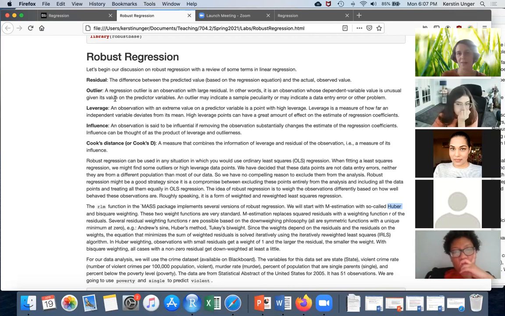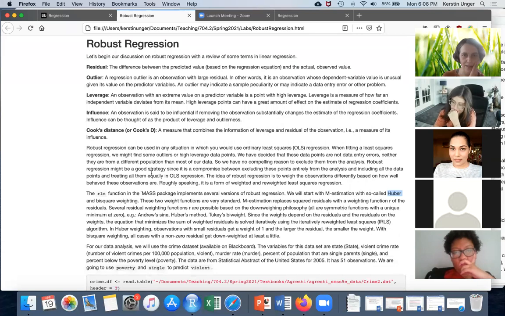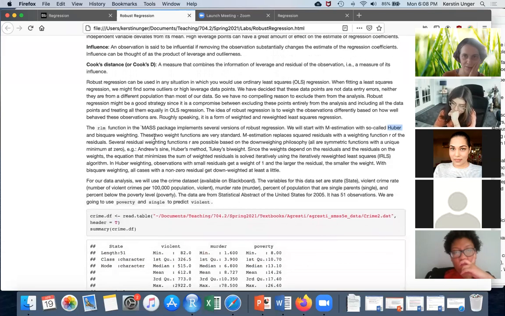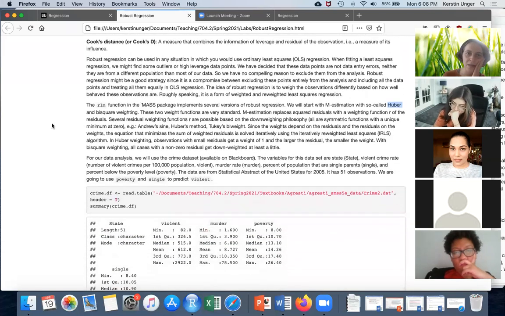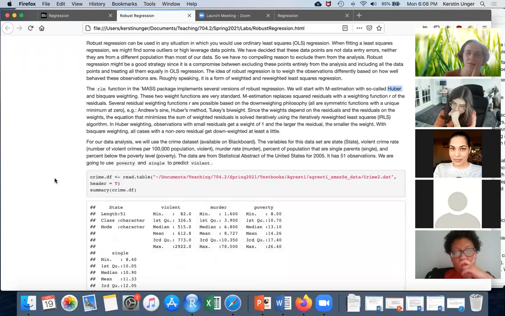Then we have Cook's distance. That is a measure that combines leverage and residuals of the observation. It's a measure of influence. Okay, that is just as a reminder of the different terms. And in general, whenever you would use ordinary least squares regression, you can also use robust regression.